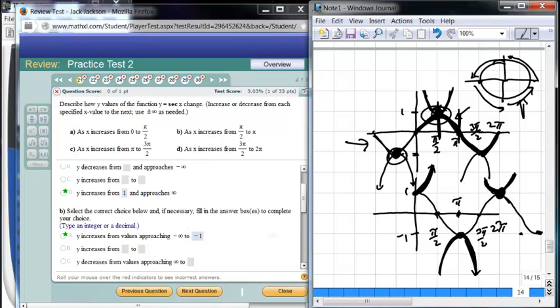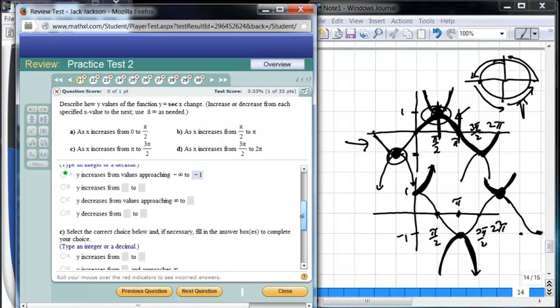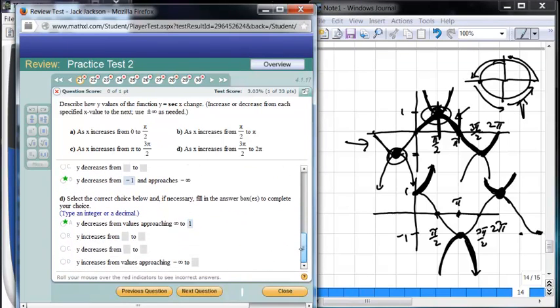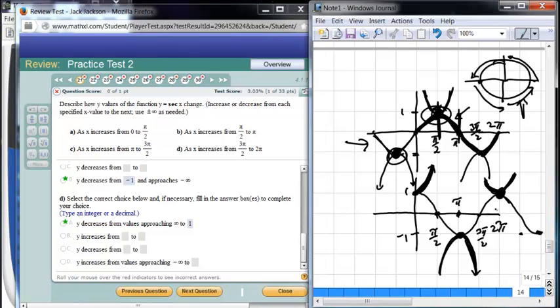Okay. So that was C. And then D, as it goes from 3 pi over 2 to 2 pi, we're talking about this part of the graph right in here. It's decreasing from infinity down to 1.